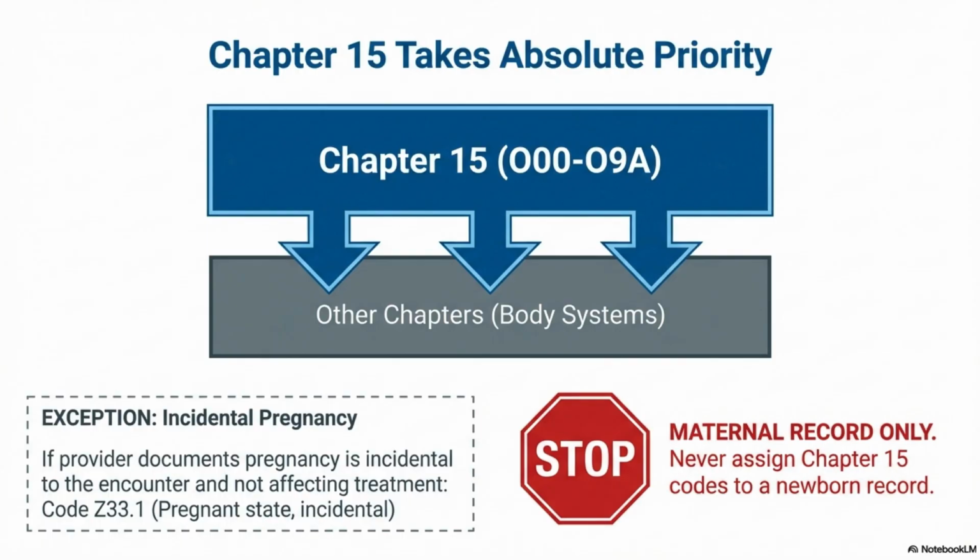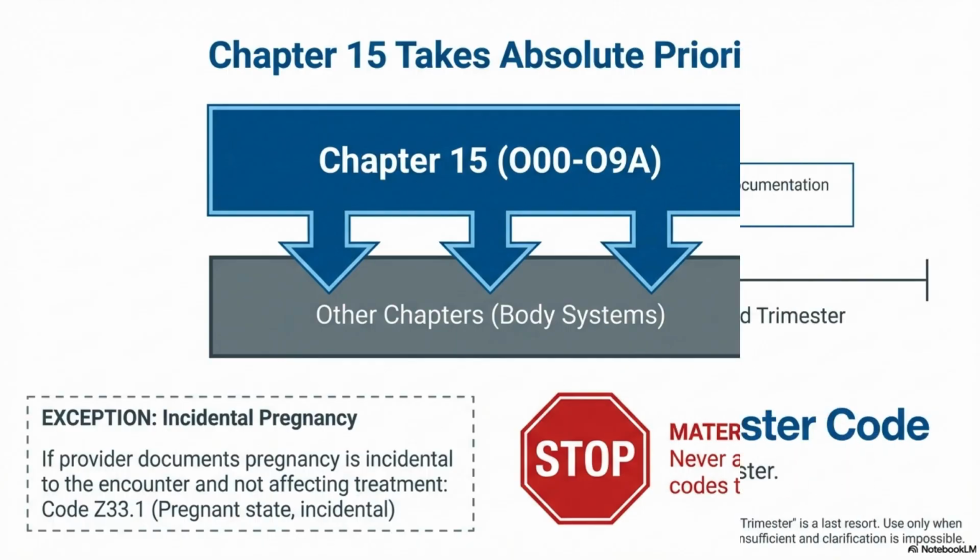There is one exception to that rule. If the provider explicitly documents that the pregnancy is incidental, meaning it's not affecting the encounter, the condition, or the treatment, then you assign Z33.1, pregnant state, incidental. And remember, Chapter 15 codes are for the maternal record only. They are never assigned on a newborn chart.